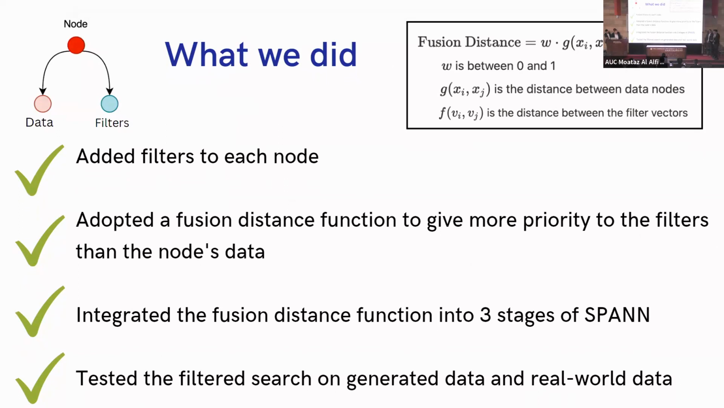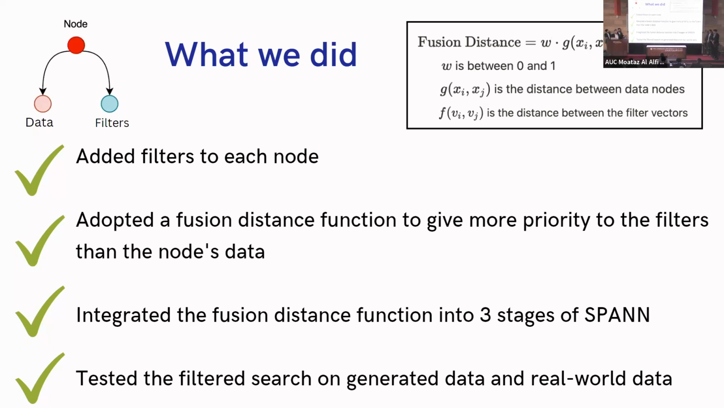The second task we had was to actually use the filters. This was one of the first challenges we met because the distance function used by the SPANN algorithm is no longer valid for us, as it does not take the filters into consideration. This is why we had to implement our own distance function called the fusion distance function. As you can see, it takes into consideration the distance between the actual data nodes and the distance between the filters. And it also gives us the ability to manipulate the weights in order to change the weight of each one based on the importance. So for example, if we have a query set where the filters are not that important, we can lower the weight of the filters.